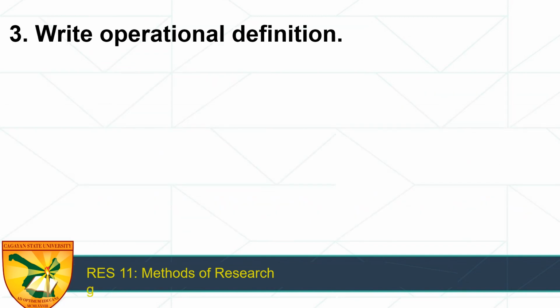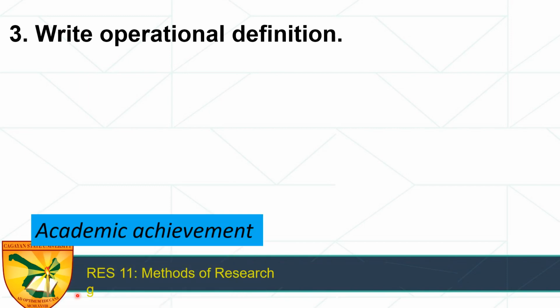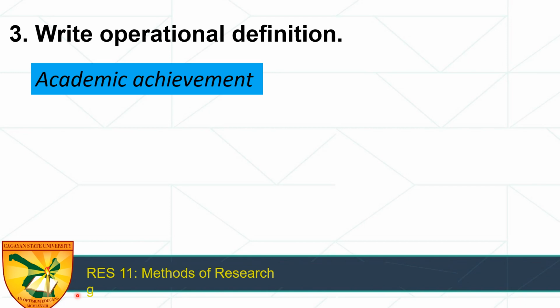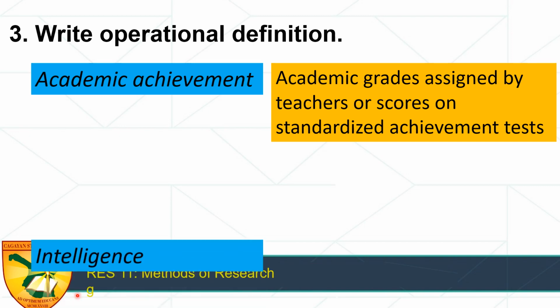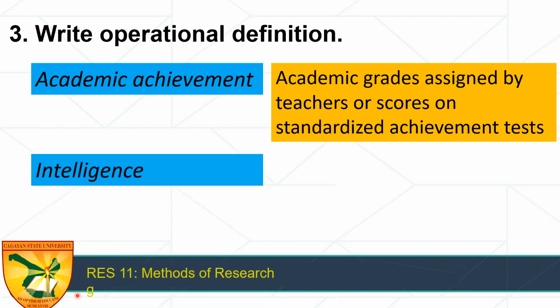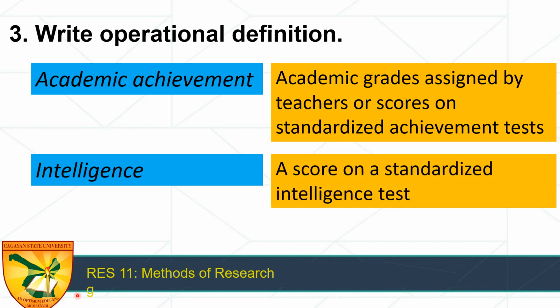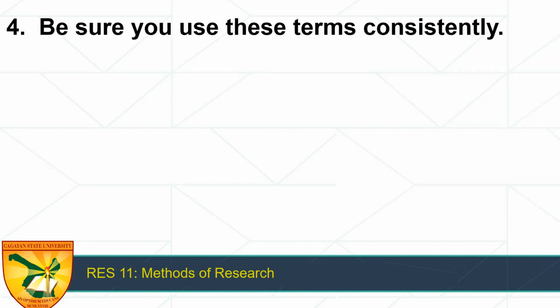So third is, write the operational definition. For example, for academic achievement for a certain study, it is academic grades assigned by teachers or scores on standardized achievement tests. Intelligence also could have an operational definition. It could be, in a certain study, a score on a standardized intelligence test. Also, be sure that you use these terms in a consistent fashion throughout your proposal and your whole thesis.